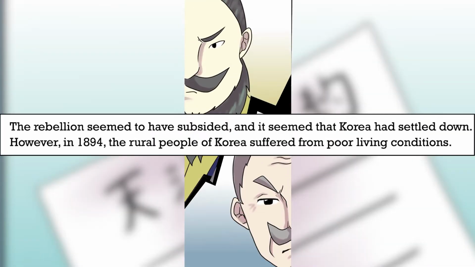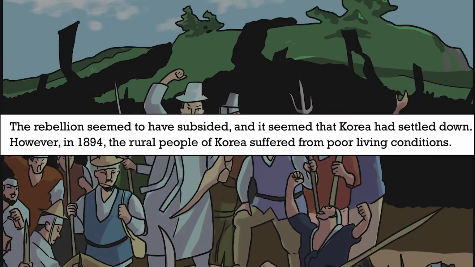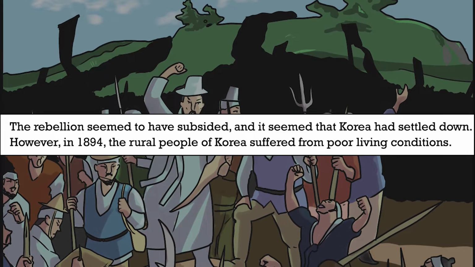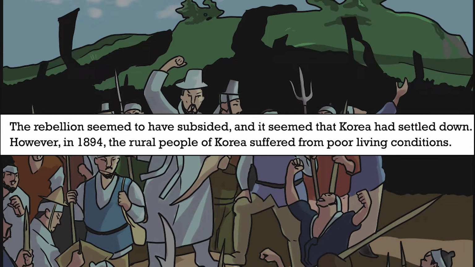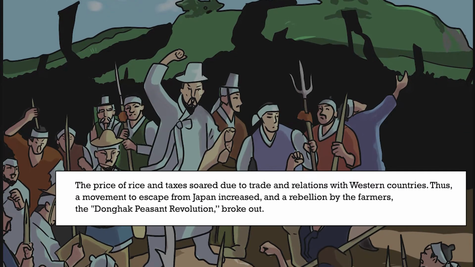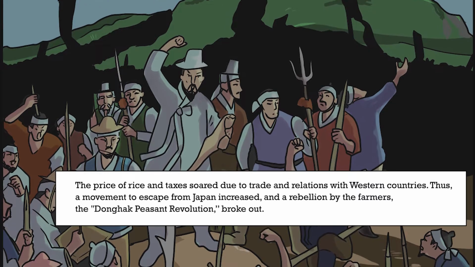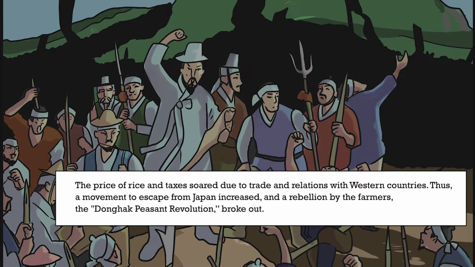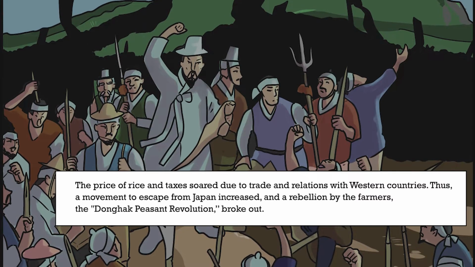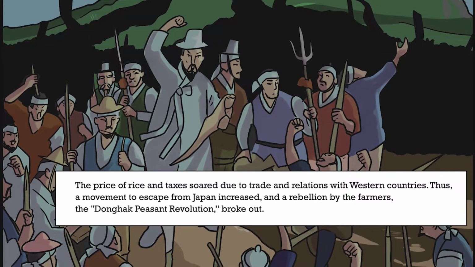The rebellion seemed to have subsided, and it seemed that Korea had settled down. However, in 1894, the rural people of Korea suffered from poor living conditions. The price of rice and taxes soared due to trade and relations with Western countries. Thus, a movement to escape from Japan increased, and a rebellion by the farmers, the Donggek Peasant Revolution, broke out.